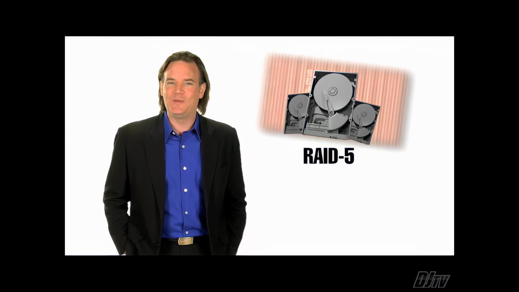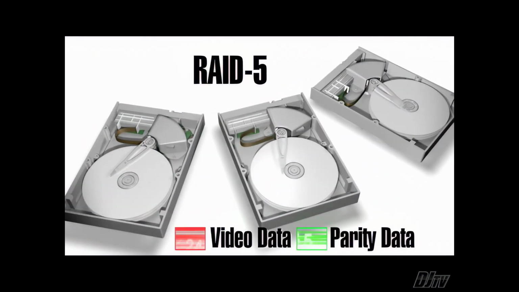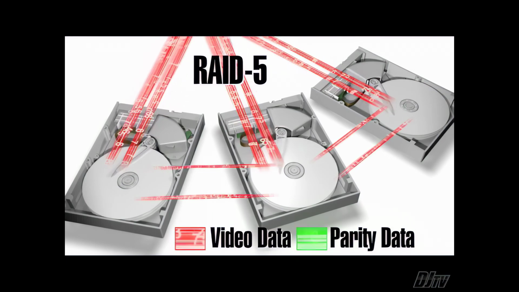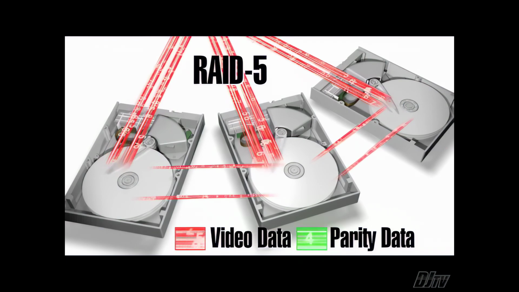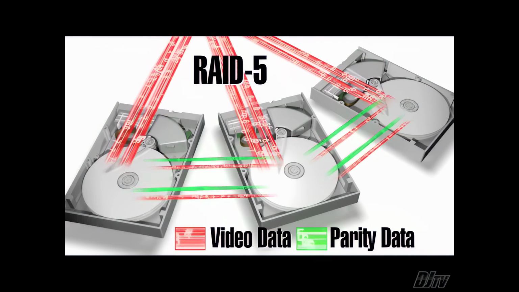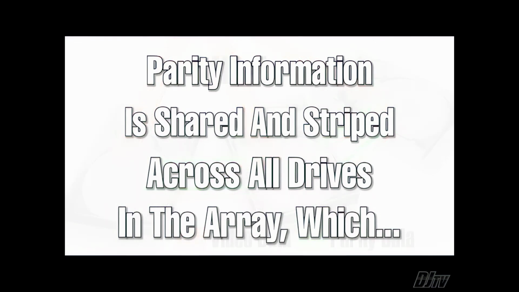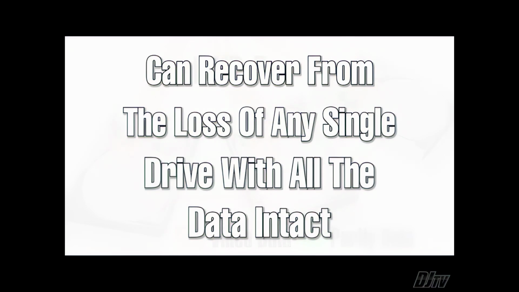RAID levels 3 and 4, not very common, but a level 5 RAID is something truly useful for video and multimedia professionals. A RAID 5 array stripes disks together for speed and also uses an additional drive for error checking parity data, but the extra drive is not a dedicated parity drive. Instead, parity information is shared and striped across all of the drives in the array, which can recover from the loss of any single drive with all of the data intact.